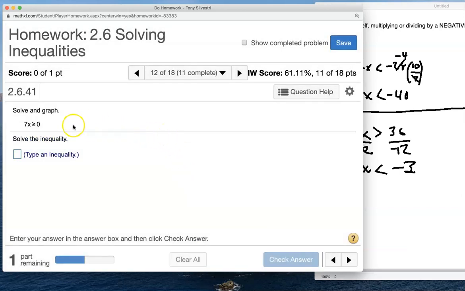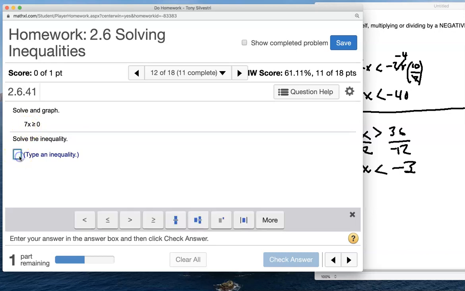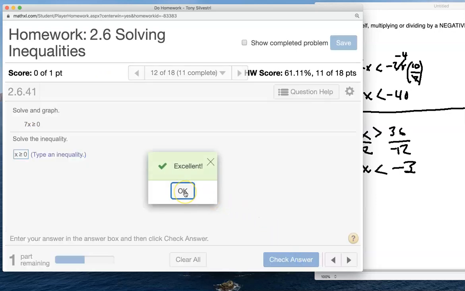This one I don't need any paper. I'm dividing both sides by 7. So what am I dividing by? A positive number. Don't switch the arrow. So divided by 7 here, I get x. I divide the left side by 7, so I get a plain x, and it's a positive number, so I don't need to switch it. 0 divided by 7 is still 0. Check your answer, and there you go.